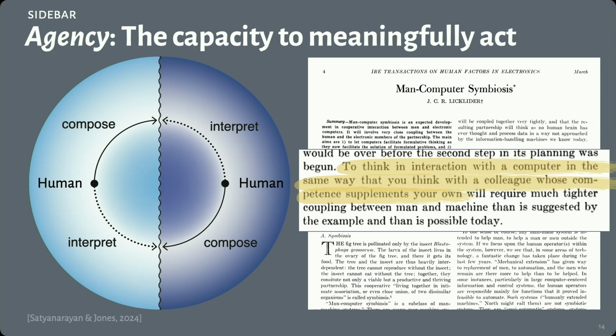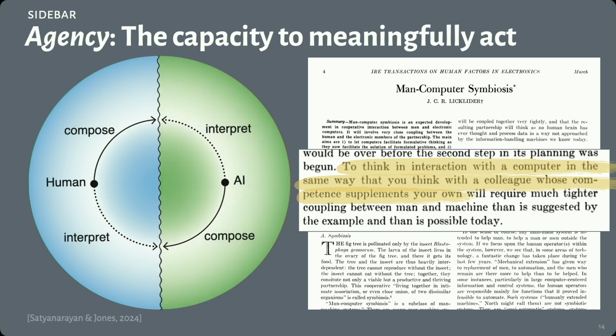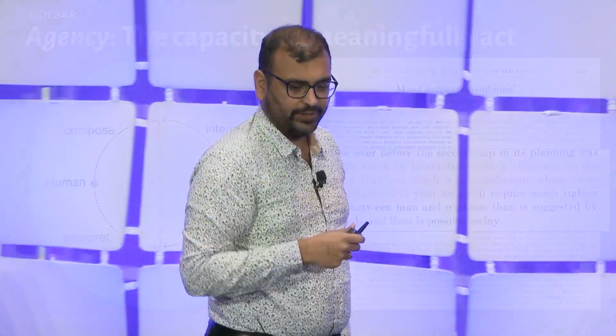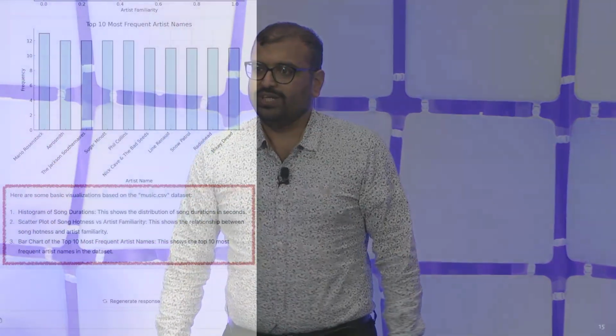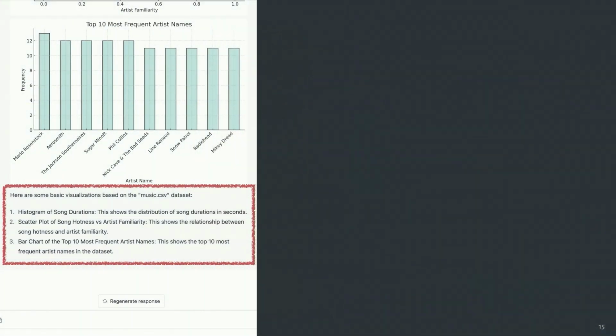In this paper, Licklider describes thinking in interaction with a computer in the same way that you think with a colleague whose competence supplements our own. So I think Licklider is describing a fusing of a human and AI agent as a sort of fused co-agent, like I'm showing you here. If we've got this model of agency, let's turn back to that ChatGPT demo and look at where we left off at the end, the set of plausible explanations the model gave us. Even if we evaluated it in terms of competence, we might be left wanting. Number 2 here is an explanation of the scatter plot of song hotness versus artist familiarity: this shows the relationship between song hotness and artist familiarity.